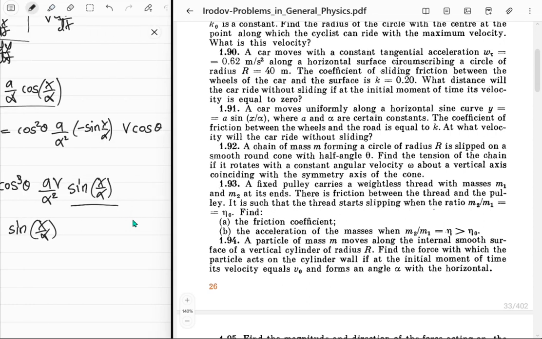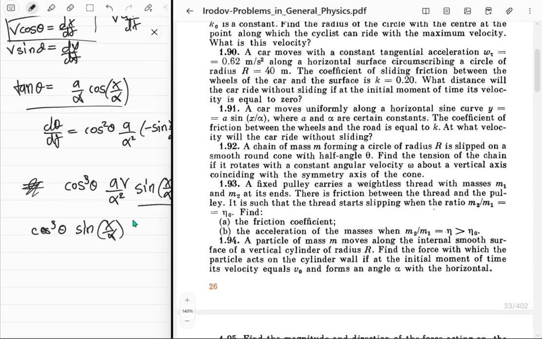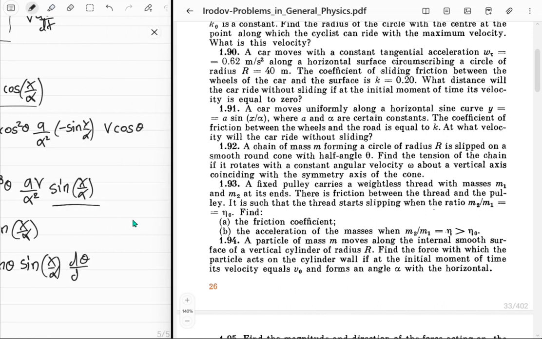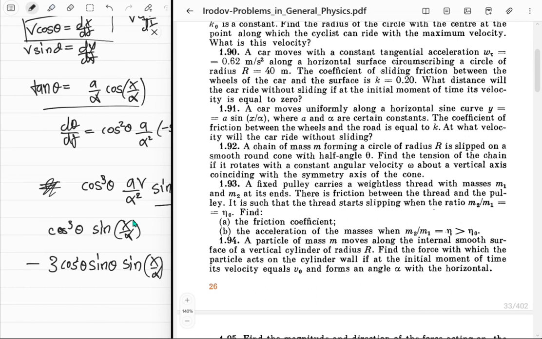right? So its derivative with respect to x must be 0. So let's figure out how that will be. It's like 3 cosine square theta, right? Sorry, and then negative sine theta. So negative sine theta, then sine of x upon alpha, and then you've got d theta upon dx, which, okay, d theta upon dx, you say. It's not helping.